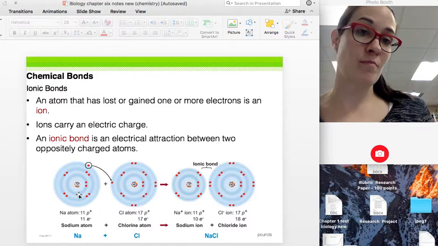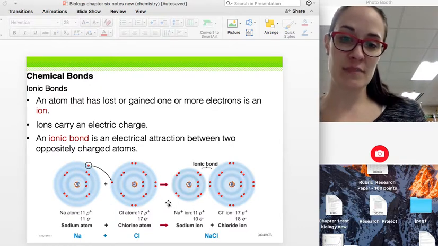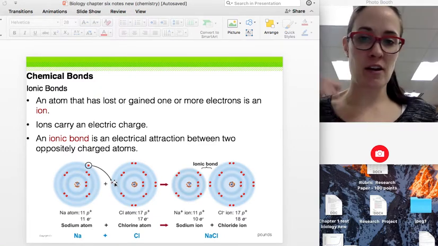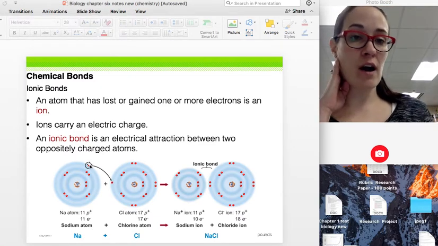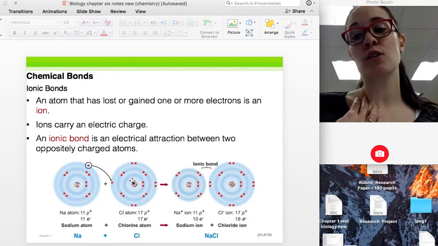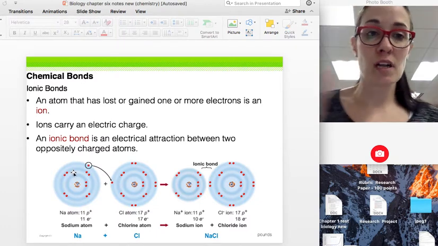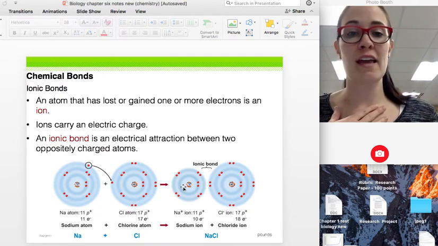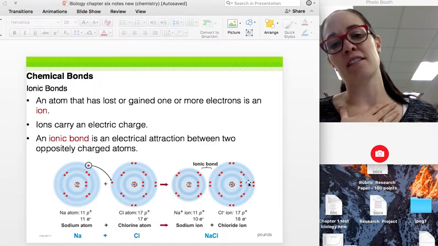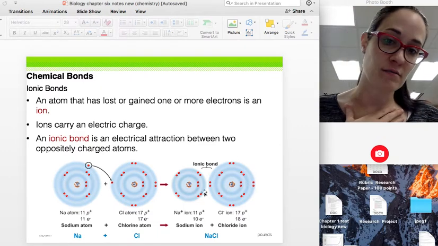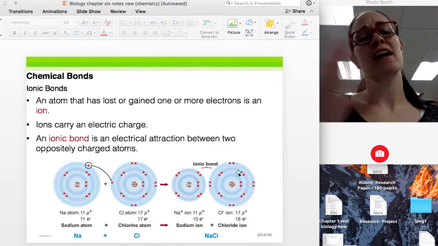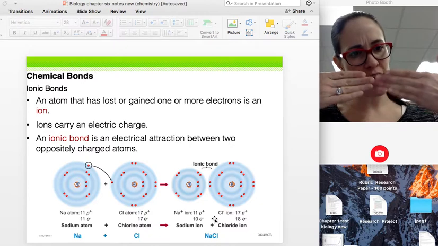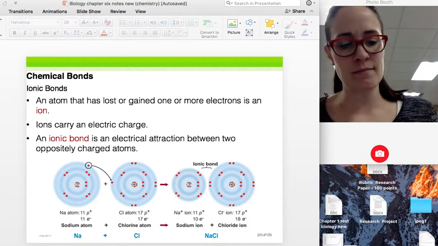So here we have a great example, sodium and chlorine, both atoms, both no charge, but they're a perfect pair because sodium has 1 electron in its outer shell, chlorine has 7. So when sodium gives an electron to chlorine, it has a full outer shell of 8, and chlorine has a full outer shell of 8. Since sodium gave away an electron, it becomes positive. Since chlorine accepted an electron, it becomes negative. Positive and negative attract each other, ionic bond.